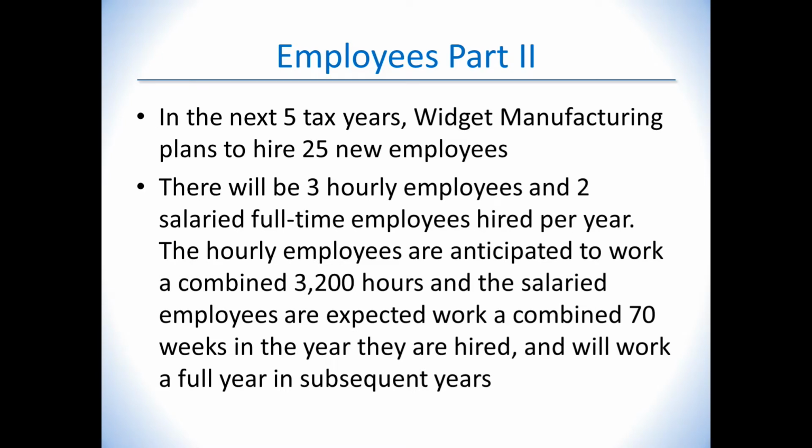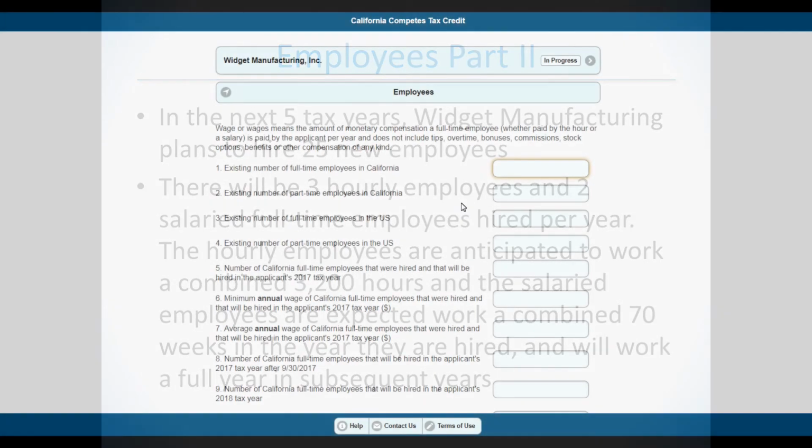For the next 5 years, Widget plans to hire 25 new full-time employees. There will be 3 hourly full-time employees and 2 salaried full-time employees hired per year. The hourly full-time employees are anticipated to work a combined 3,200 hours per year, and the salaried full-time employees are expected to work a combined 70 weeks per year.